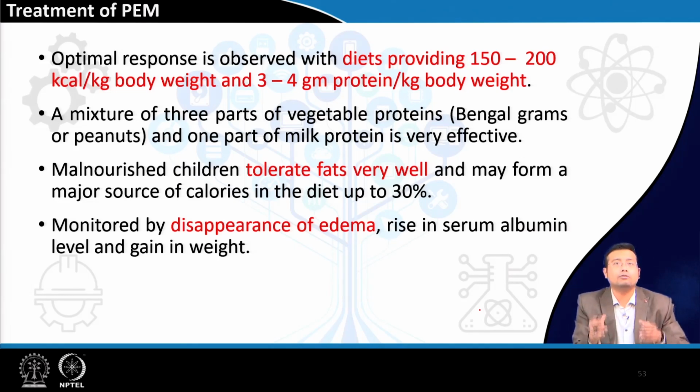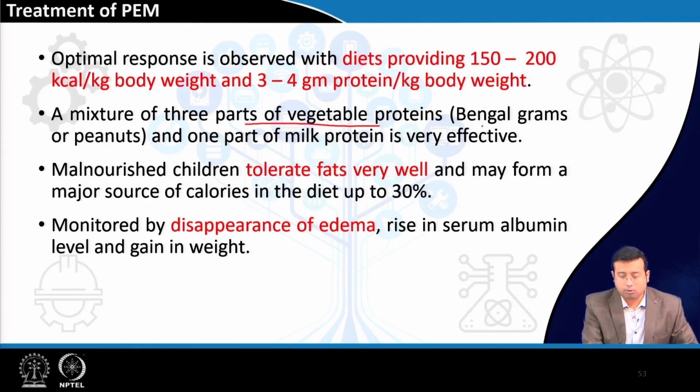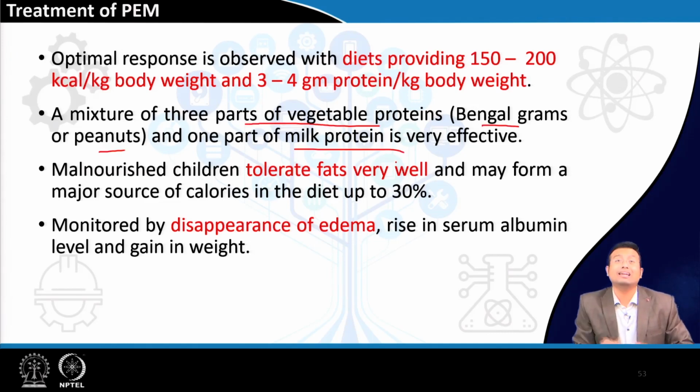So, finally, what is the treatment of any type of protein energy malnutrition? Supplementation with diet, alright. We need to supplement the calories and the protein. For example, in India, a mixture of 3 parts of vegetable proteins, for example Bengal gram, and 1 part of milk is very effective. Malnourished children tolerate fat very well, so fat can be supplemented more and more initially. How will we know that protein energy malnutrition is being treated, especially in kwashiorkor? Weight gain, disappearance of edema, rise in serum albumin: these are all important markers of treatment of PEM.